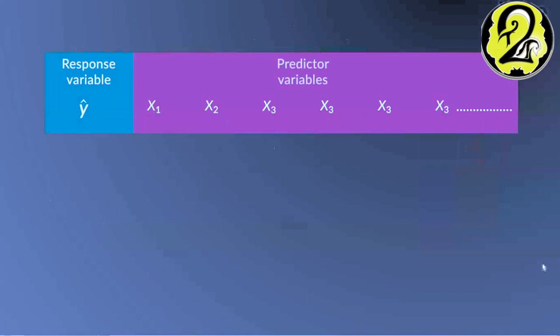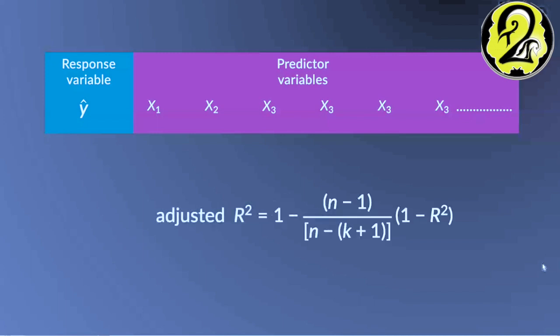However, as more variables are used, R-square generally increases. In such cases, the adjusted coefficient of determination is calculated, which accounts for the sample size and the number of predictor variables.